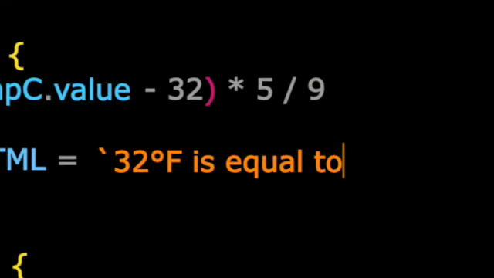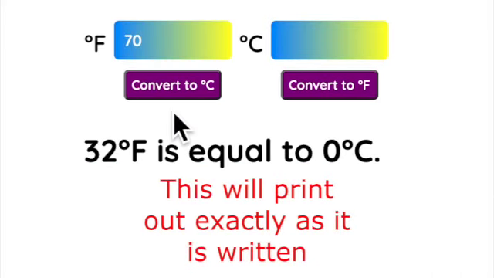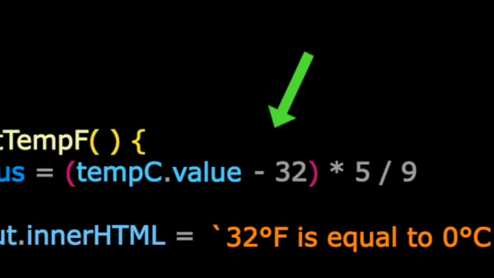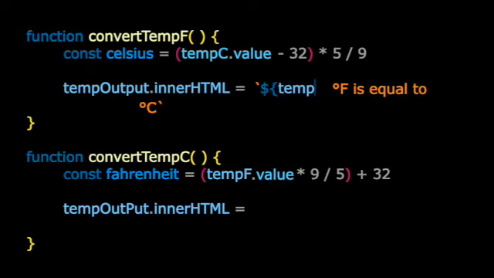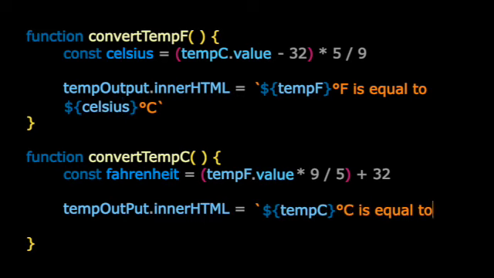To see the script, first type in an easy example: 32 degrees Fahrenheit is equal to 0 degrees Celsius. This will print out exactly as it's written, but that defeats the purpose of using the conversion. We need to use the placeholder $ sign and brackets that tell the function we want to use a JavaScript expression or variables to output in the innerHTML.